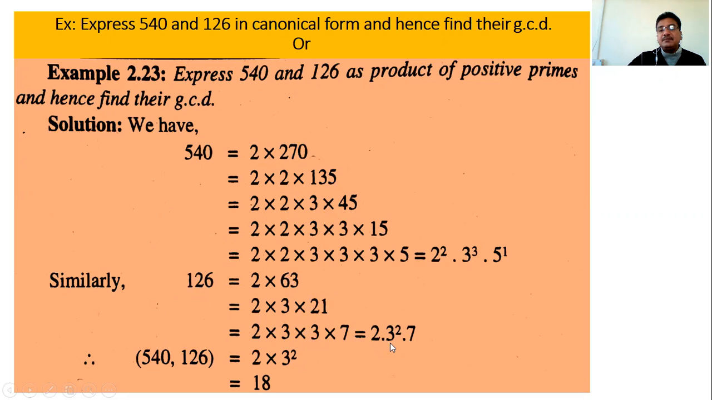Right, with a multiplication sign between these. And then what are the common factors? 2 is the common factor and 3 square is the common factor. And therefore 2 into 3 square, that is 18, is the greatest common divisor of these two numbers.